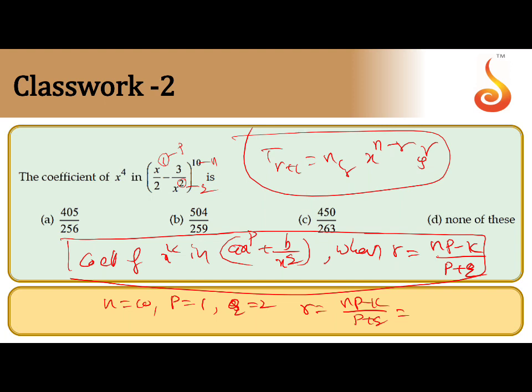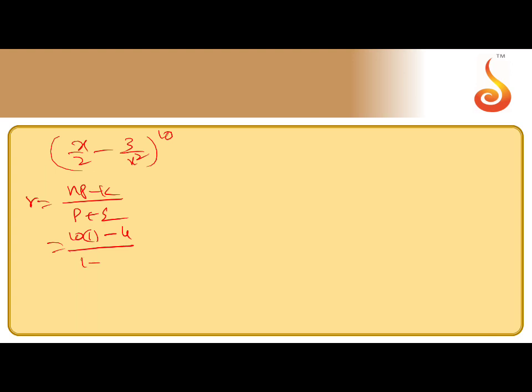I will take this solution on the next page. First of all, what is the r value which we require? Now what is the expansion? The expansion is (x by 2 minus 3 by x square) whole power 10. r equals np minus k by p plus q. n is 10, so 10 into p is 1, minus k is 4, by p plus q. p plus q is 1 plus 2. This is 10 minus 4, 6, 6 by 3. r equals 2. Now you can take the general term of the series.